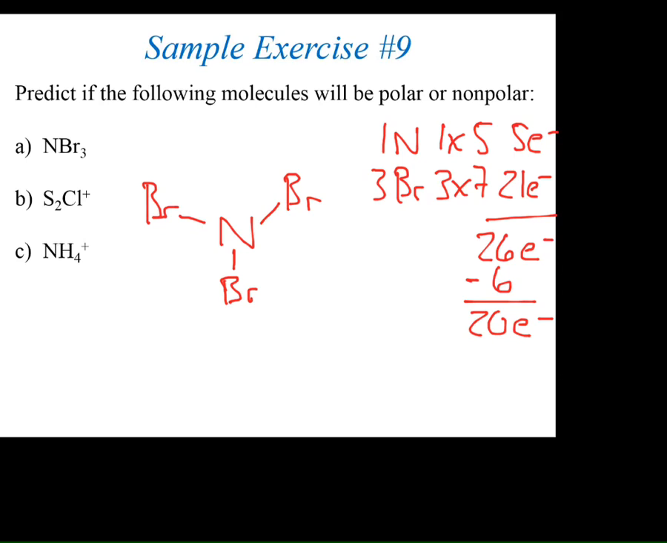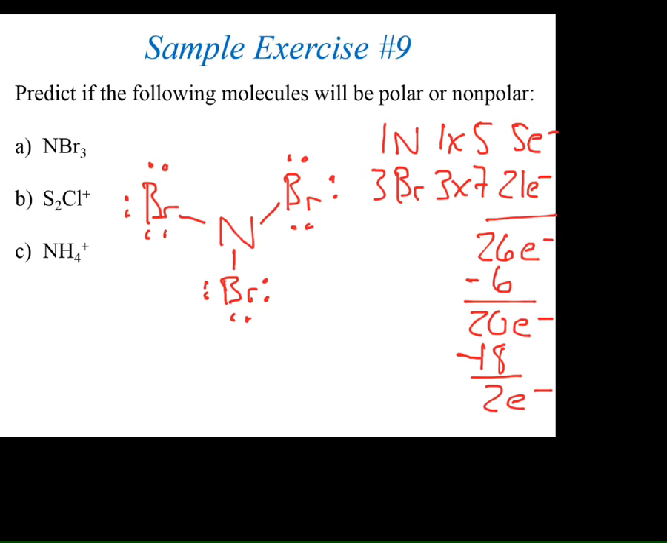Next, it said put on the remaining electrons as lone pairs around those atoms. Do the outside ones first. So every bromine has how many right now? It has 2 electrons next to it in that bond. So it needs how many more? It needs 6. I'm going to go 2, 4, 6. Now it has 8. 2, 4, 6. Now it's got 8. 2, 4, 6. So I just used 6 and 6 and 6. How many did I just use? 18. So I have 2 left.